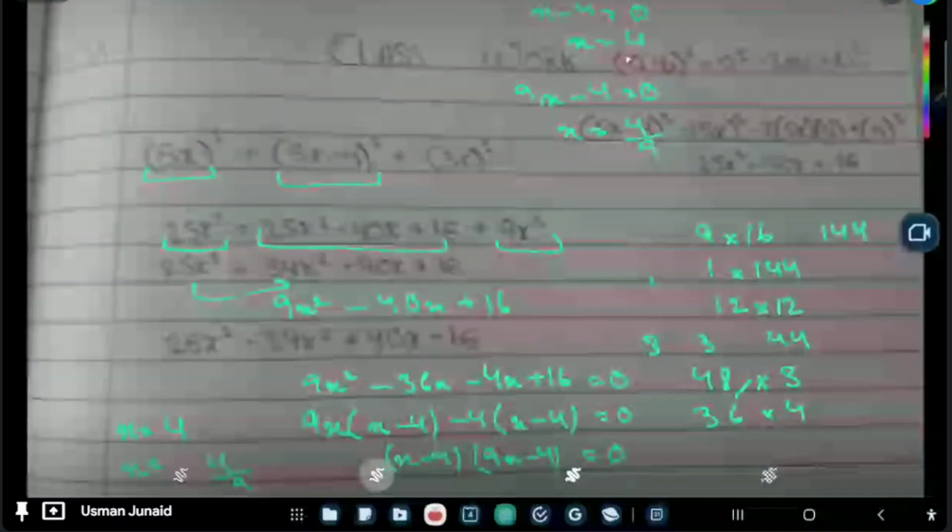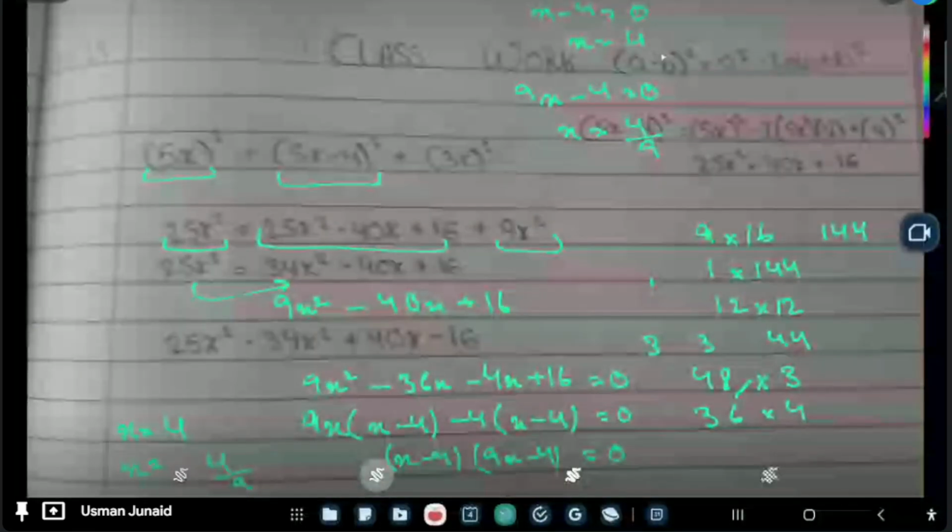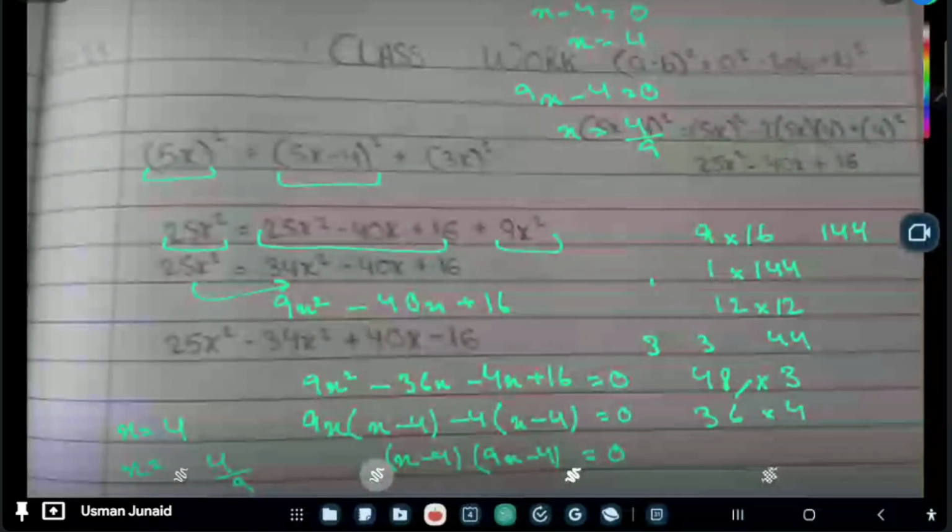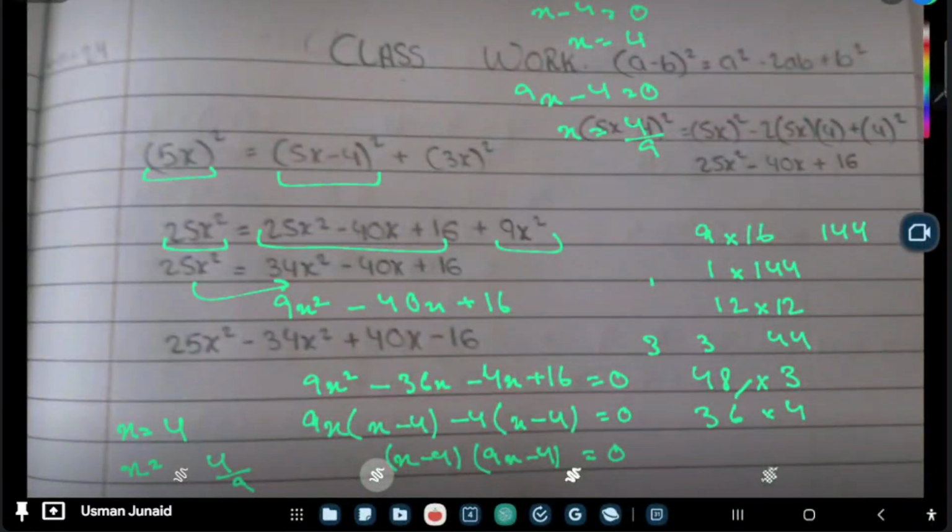Okay. So in this case, the first one where x minus 4 is equal to 0, x is probably equal to 4 when we rearrange it. So x is equal to 4, where 4 minus 4 is equal to 0. Yes?